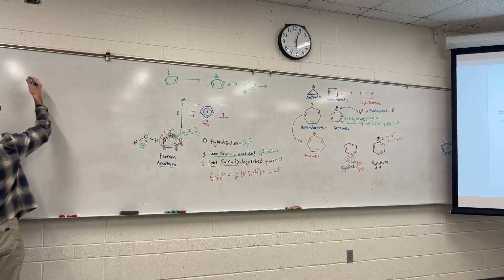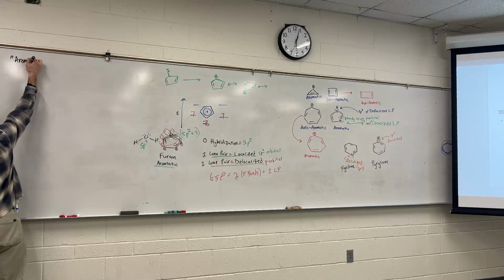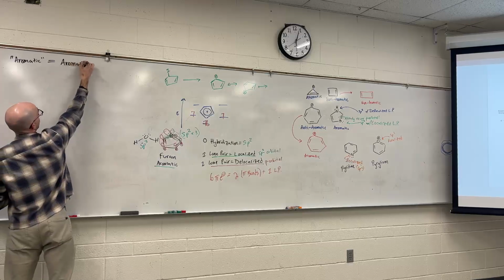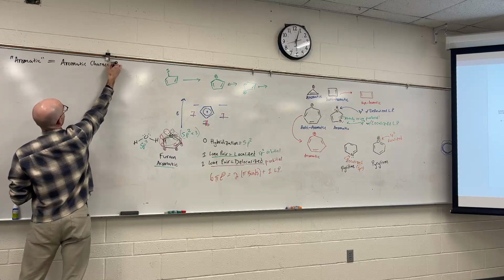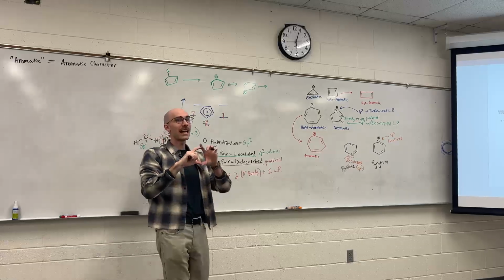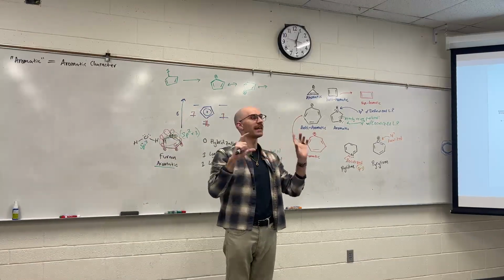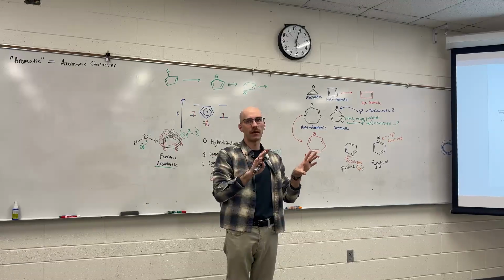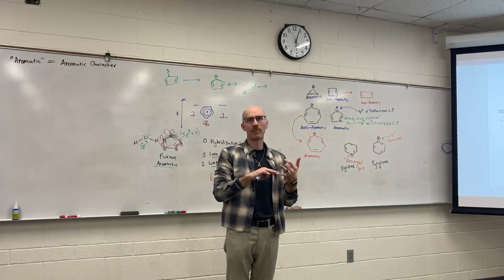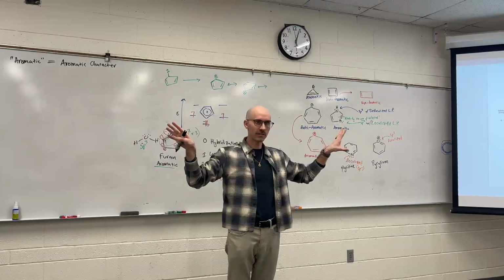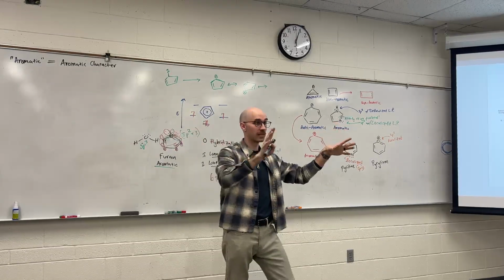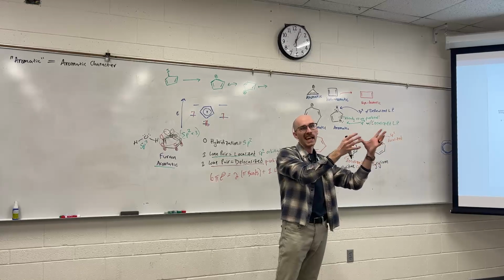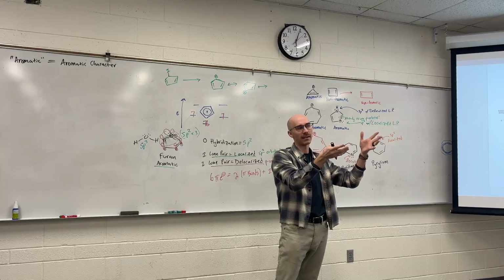First of all, to be aromatic means to have aromatic character. The entire molecule does not need to be aromatic. There can be portions of the molecule that are not cyclic, not part of a ring, not conjugated. There can be parts of a molecule that don't have anything to do with aromaticity. But if part of the molecule has aromaticity, then it has aromatic character and it's an aromatic compound.